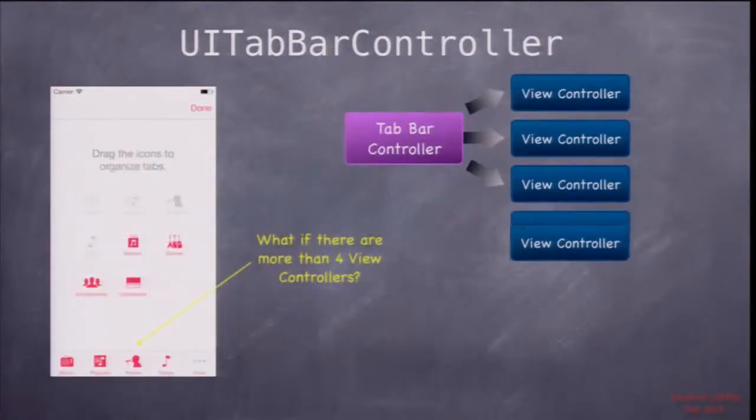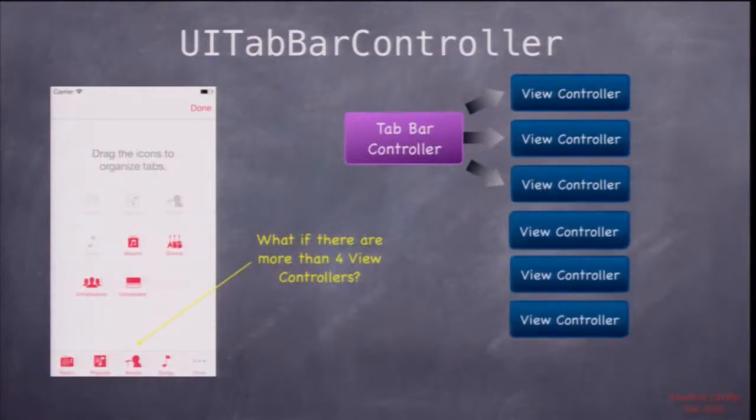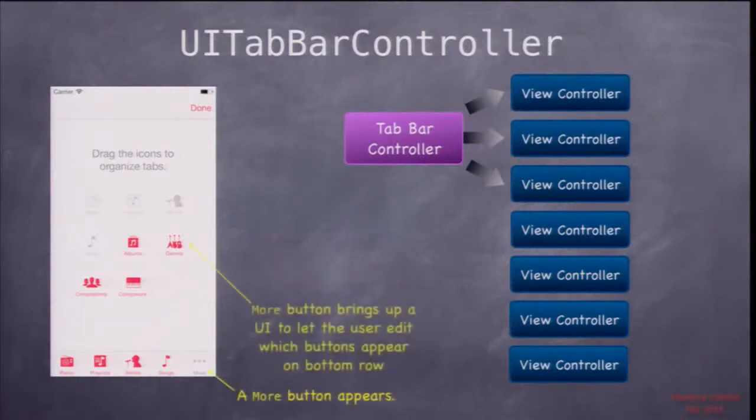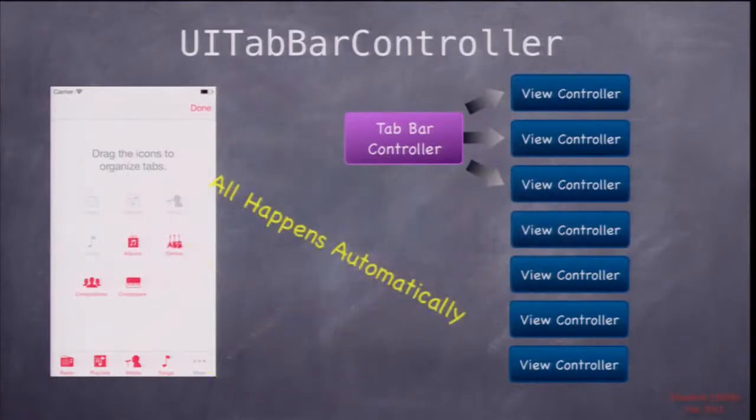Now, what if you have more than four controllers, or more than five actually? Then what happens? Then a little more tab is going to appear. See it down there in the corner? And when you click that, there's going to be this UI that's presented that allows the user to pick which four they want down there. Swap them back and forth, okay, which is kind of cool. And that happens automatically. Put that more button on there, it just does it. It does it for you.